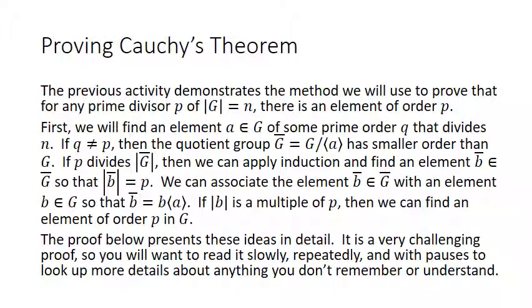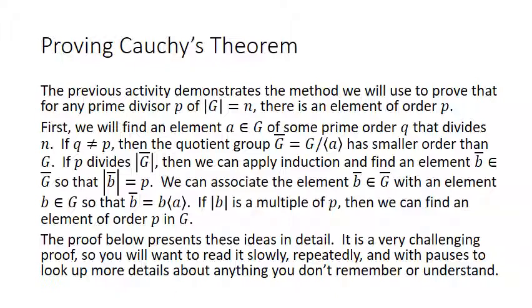Okay, so now let's get into the actual proof of Cauchy's theorem, which I warned you was going to be kind of hard. So the previous activity demonstrates the method that we're going to use to prove that for any prime divisor P of the group order N, there is an element of order P. So basically, let me summarize what we're going to do. So first of all, we're going to find an element A in G of some prime order Q that divides N, and we won't be able to control what Q is, but we just know that there is some Q that has a subgroup of that order.